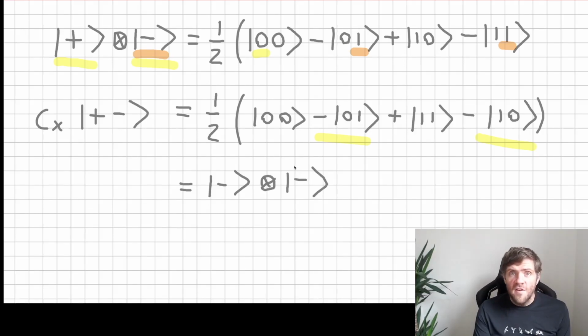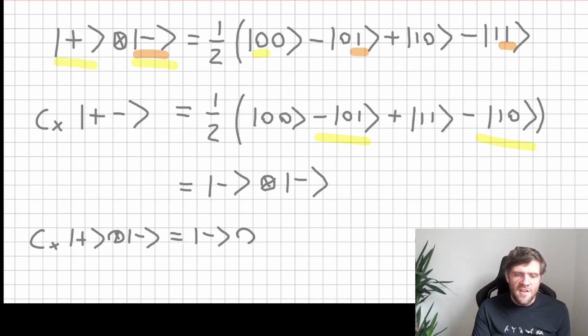I'll leave you to verify that for yourselves, but it is quite an interesting relation that we found here. If we take the plus state on one particular qubit and the minus state on the other, then we apply a Cx to that, then we end up with a minus state on both the qubits. So the qubit that we're thinking of as the target is actually unchanged in this process. The qubit that we are thinking of as the control does get changed. So there is something interesting happening here.